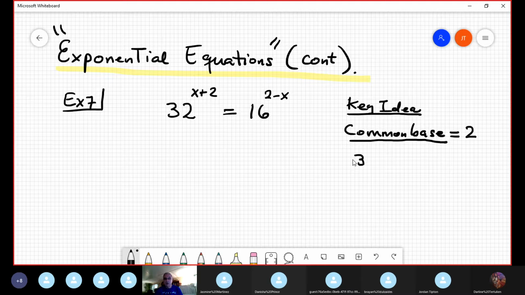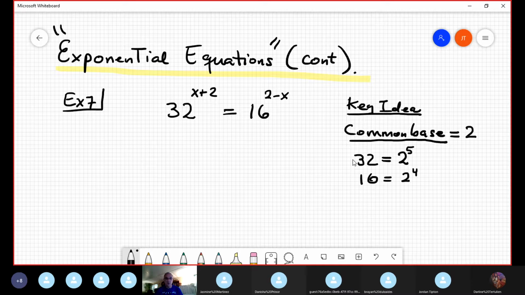Because 32 is 2 to the 5th power. So 2 times 2 times 2 times 2 times 2, 5 times, is 32. 2 times 2 is 4. 4 times 2 is 8. 8 times 2 is 16. And 16 times 2 is 32. Perfect. And 16 is 2 to the 4th power.